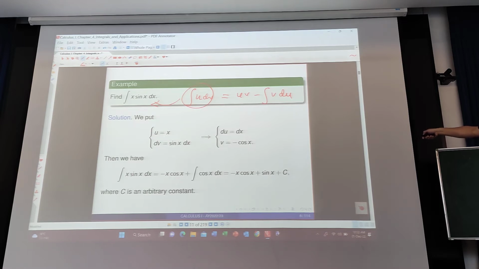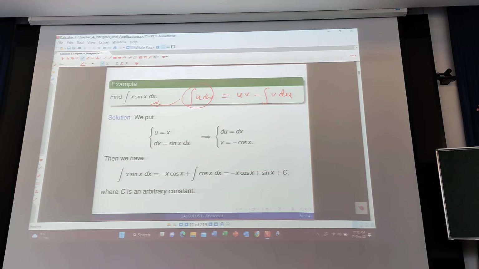Derivative of v is v prime dx. Then v must be negative cosine x, because the derivative of cosine is negative sine. Again negative, you have sine. So from here you can find du. From here you can find v, and you apply the formula.